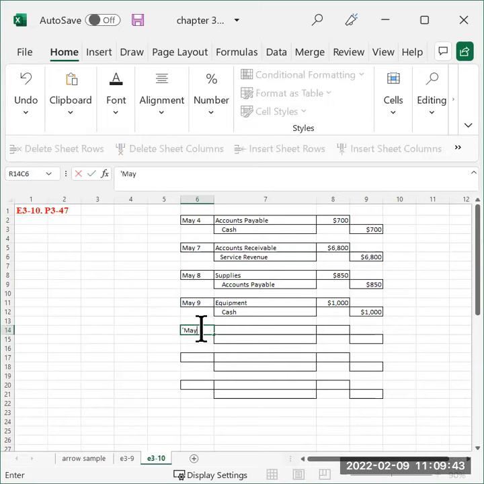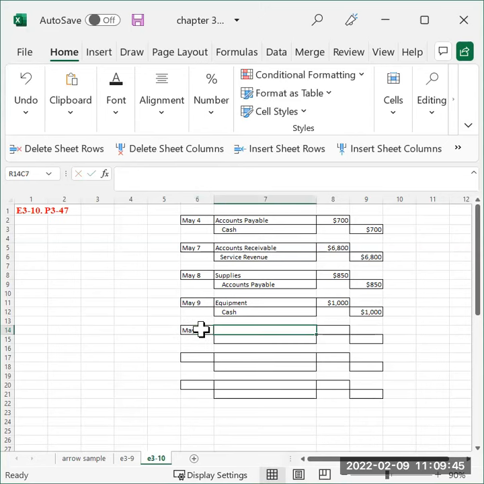So May 17th, we're going to debit salaries and wage expense because expenses have a debit balance. So to make them go up, we're going to debit it, 530. And then we are going to credit cash because we paid cash. All right, the next entry, May 22nd, received a bill for equipment repairs for $900.